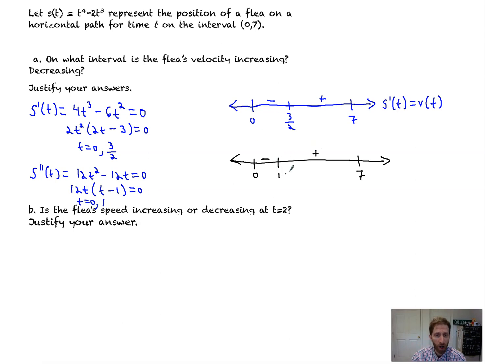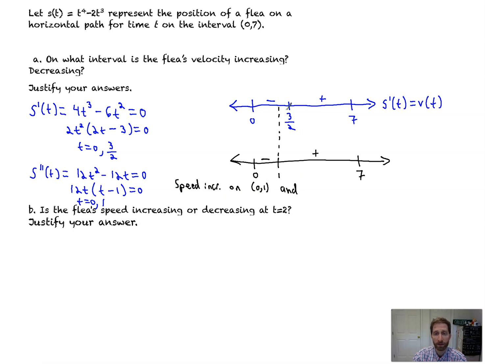Okay, so I'm going to just state right here, speed increases. And where does it increase? Well, it's going to increase whenever the signs are the same. So that would be from 0 to 1, right? That's happening where they're both negative. Increases on 0 to 1.